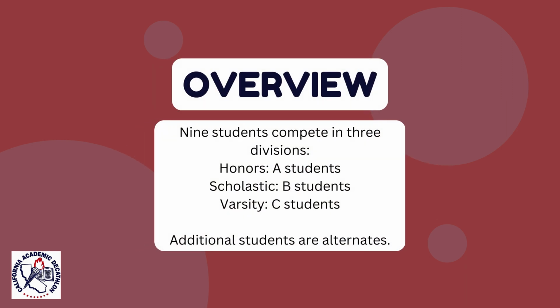In case this is your first time judging in Academic Decathlon, here is a brief overview. The Academic Decathlon is essentially the Olympics of academia for high school students. On a team, 9 students compete in 3 different divisions: Honors Division, which is classically grade A students, Scholastic or classically grade B students, and Varsity or classically grade C students. Schools may also have additional participants referred to as alternates.